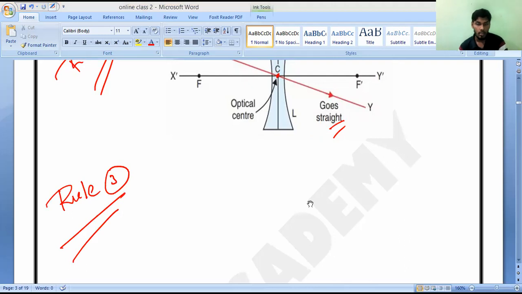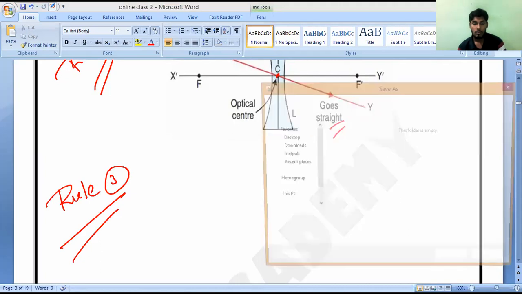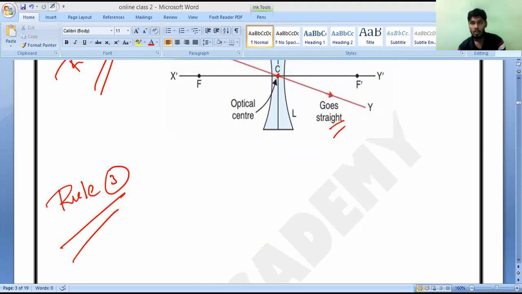Rule number 3. A ray of light going towards the focus of a concave lens becomes parallel to its principal axis after refraction through the lens.